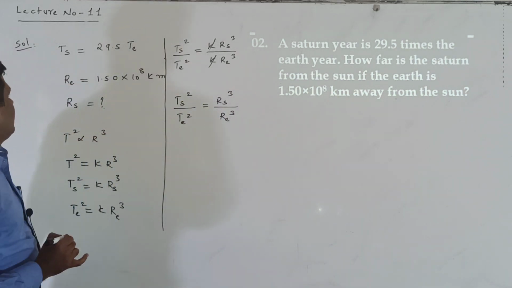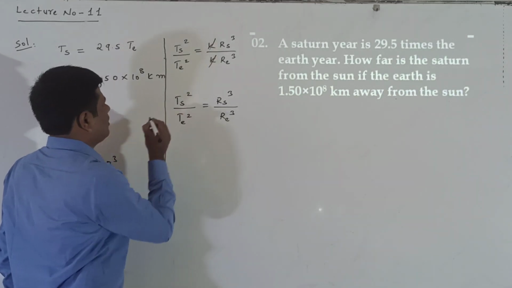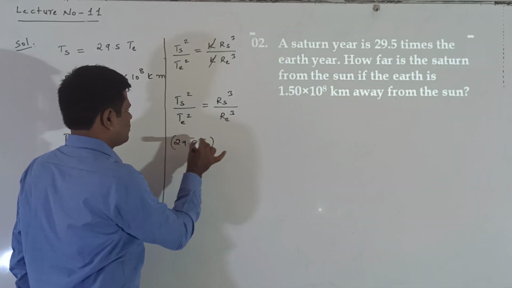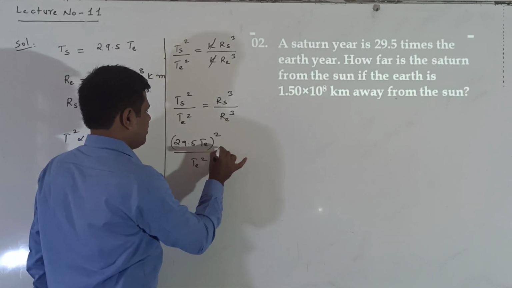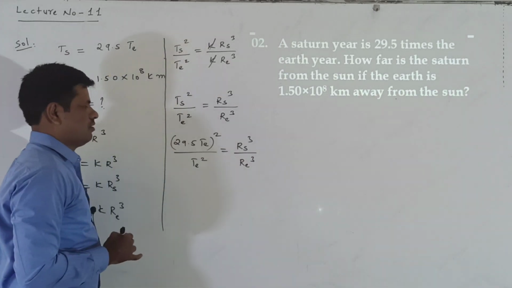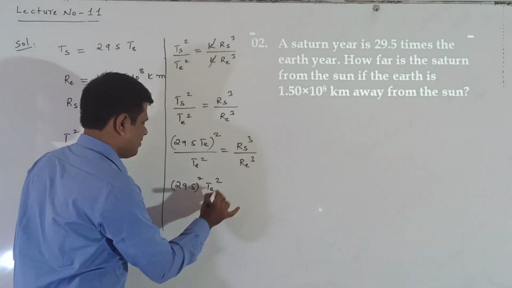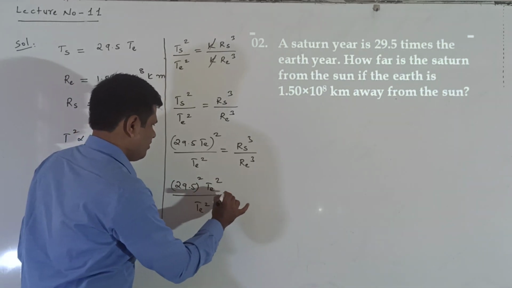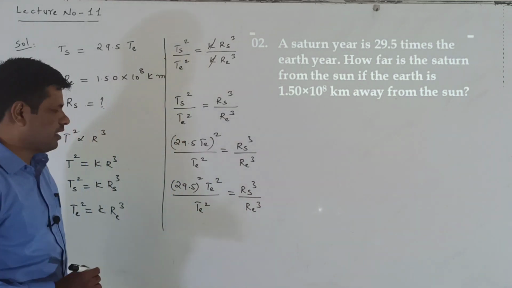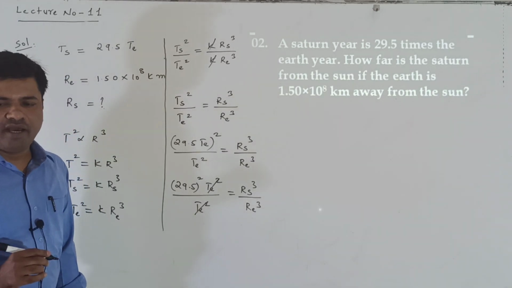Okay, right. Ts is equal to 29.5 Te, which is given here, so substituting here: 29.5 Te whole square by Te square is equal to Rs cube by Re cube. This is 29.5 whole square into Te square, written separately, by Te square is equal to Rs cube by Re cube. Clear here. Te square gets cancelled.